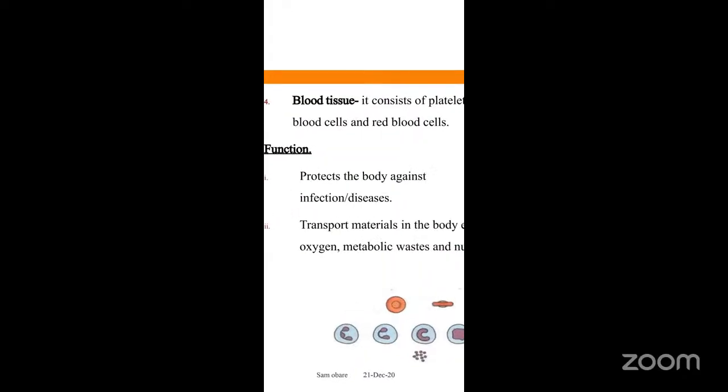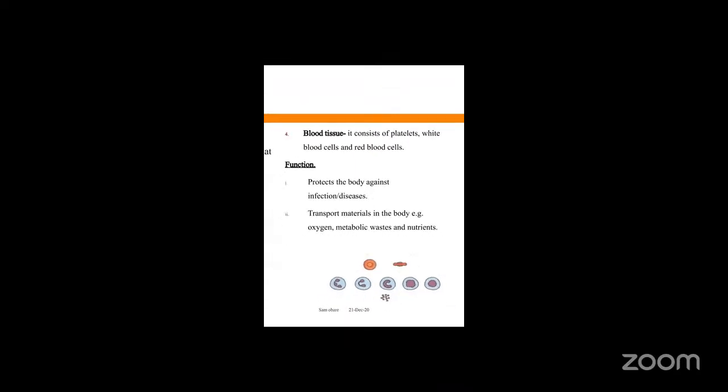Another example of a tissue in animals, now this time, we have blood tissue. Blood consists of platelets, white blood cells, and red blood cells. So when you refer to them collectively, you will refer to them as blood tissue. Why? Because it's made up of very many cells performing almost a similar function. That is, white blood cells will protect the body against diseases, red blood cells will transport oxygen, platelets will be used in the process of blood clotting.